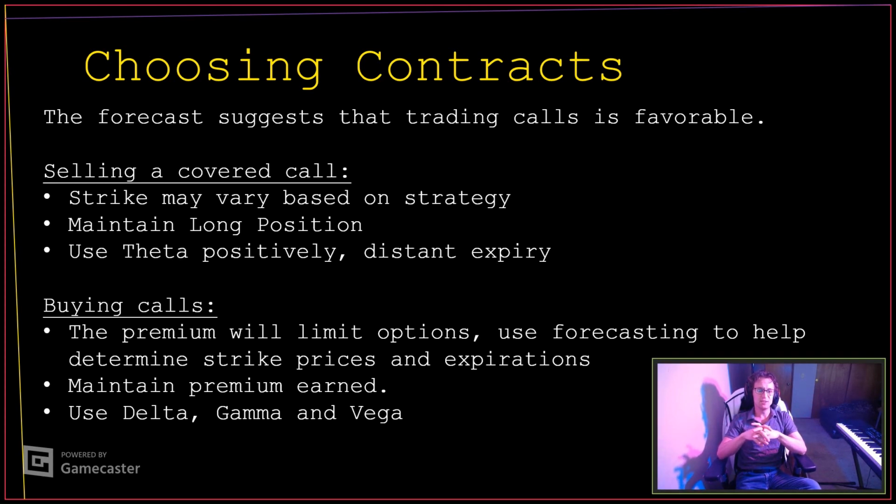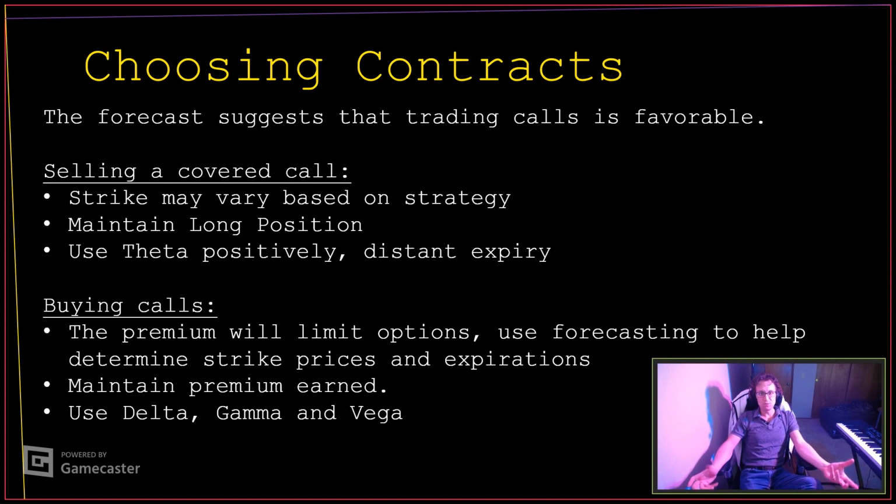The idea is to use theta positively, and it's a negative thing, right? So you've got to short it to do that. Essentially sell the call, take the money, and then invest it into a Vega positive environment, which is what I'm trying to do. So the calls that I buy, the premium is the most limiting factor because I'm only going to get so much value out of the call that I sell.